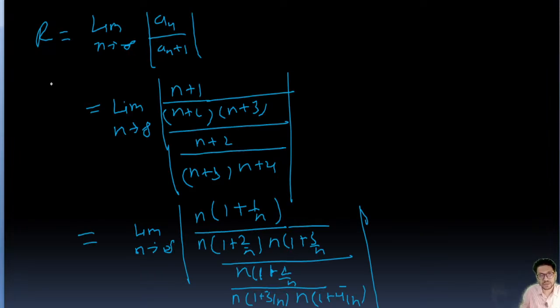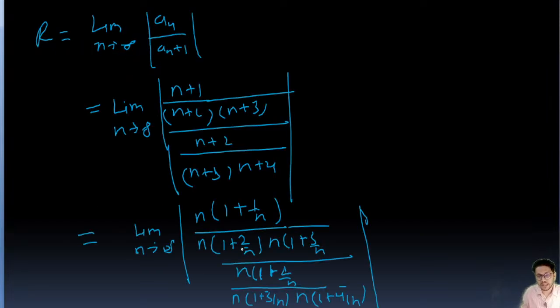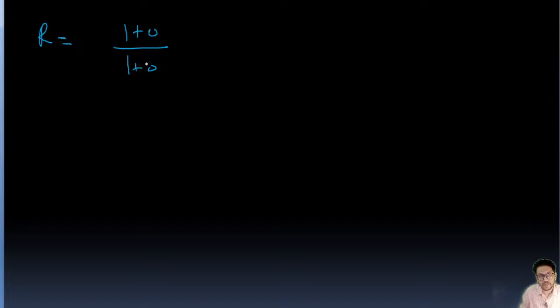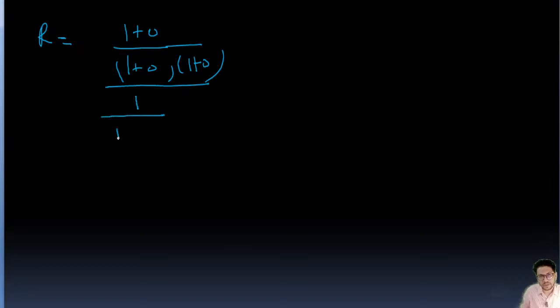And again n into n get cancelled, right? These n got cancelled, so this n will get cancelled with this, this n gets cancelled with this, this n gets cancelled with this. Okay, so 1 plus 0 into 1 plus 0 upon 1 plus 0 into 1 plus 0, right? So this value is going to be 1. So radius of convergence equal to 1. Very simple, right? Next question.